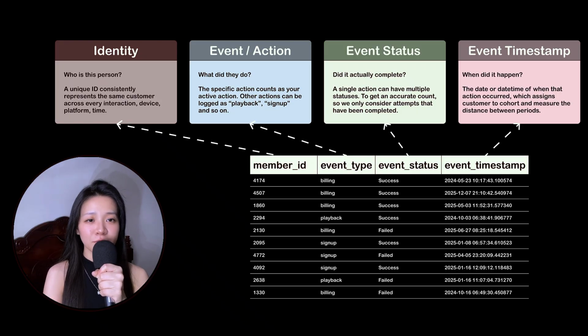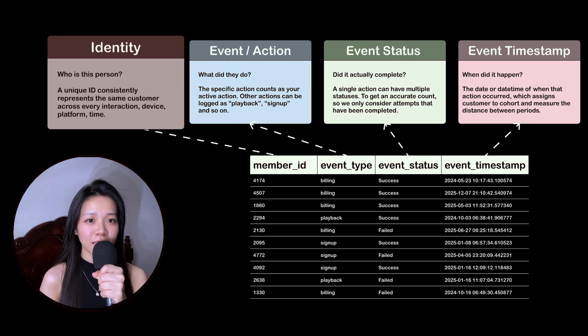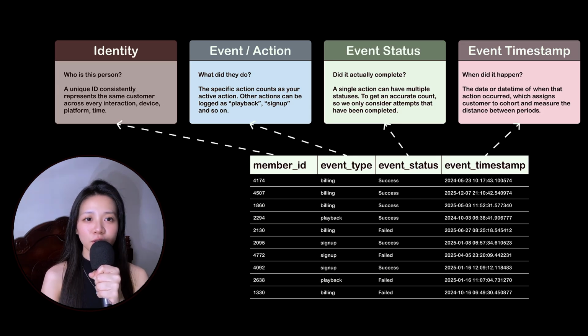There are 4 key variables for every cohort analysis. 1, identity. Who is this person? A unique ID that consistently represents the same customer across every interaction, device, platform, time, event, or action. 2, what did they do? The specific action, called the active action. In our case, a successful billing.